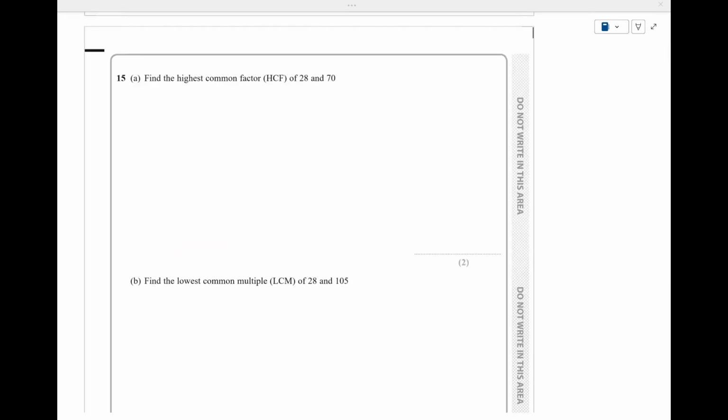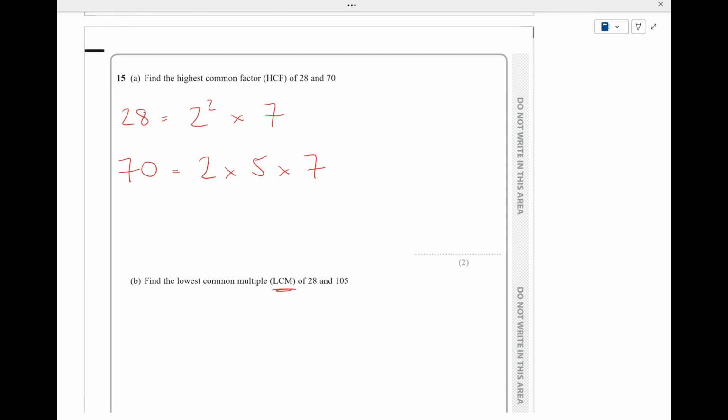Question 15. Find the highest common factor of 28 and 70. Well, in this question, I'm going to use the calculator to write those in prime factors. It depends how you do that, depends what calculator you've got. So I hope you know how to use your calculator to find these numbers in terms of their prime factors, because in this question, you can definitely do that on your calculator because it doesn't ask you to show that part of the working.